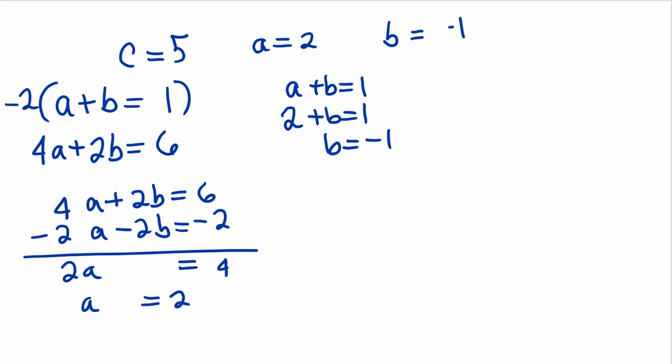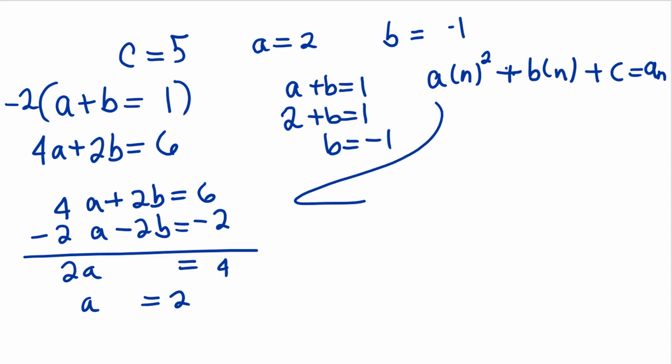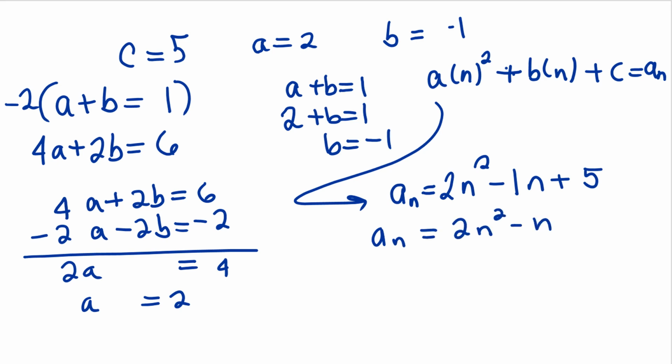Into the polynomial fitting equation, we have a n squared plus b n plus c is equal to a sub n. Let's put in our values. The a is 2, so I'm going to move down here a little bit and write a sub n is equal to, putting in 2 for the a, 2n squared, minus 1n plus c is 5. The minus 1 looks silly, so let's just write it as a sub n equals 2n squared minus n plus 5.